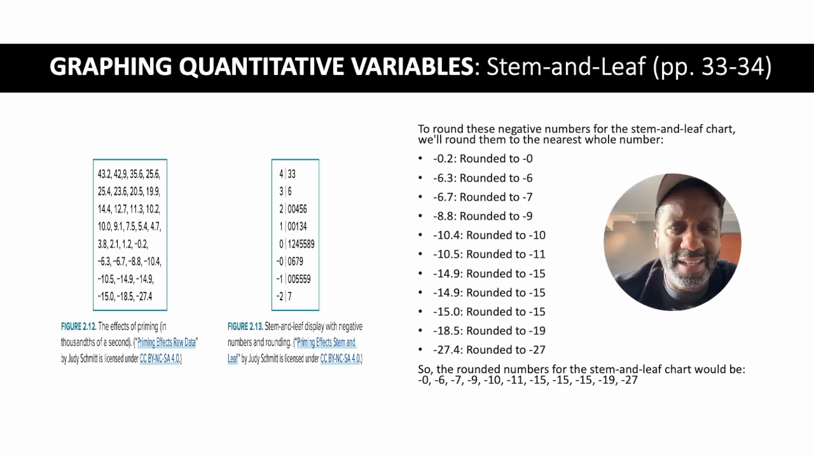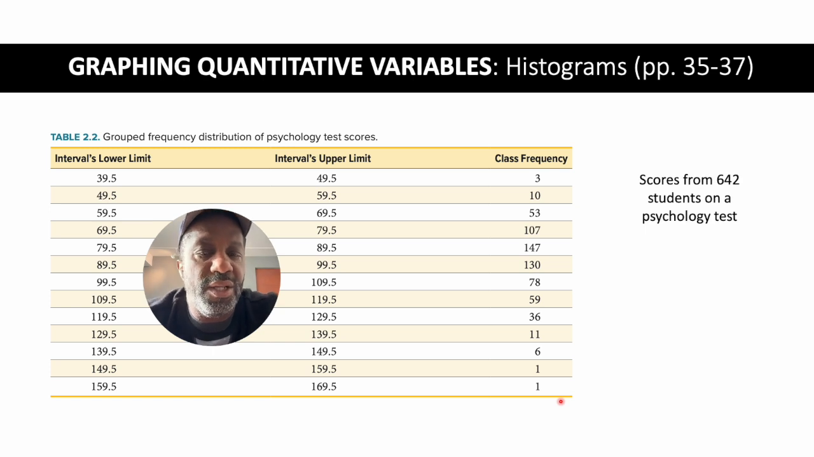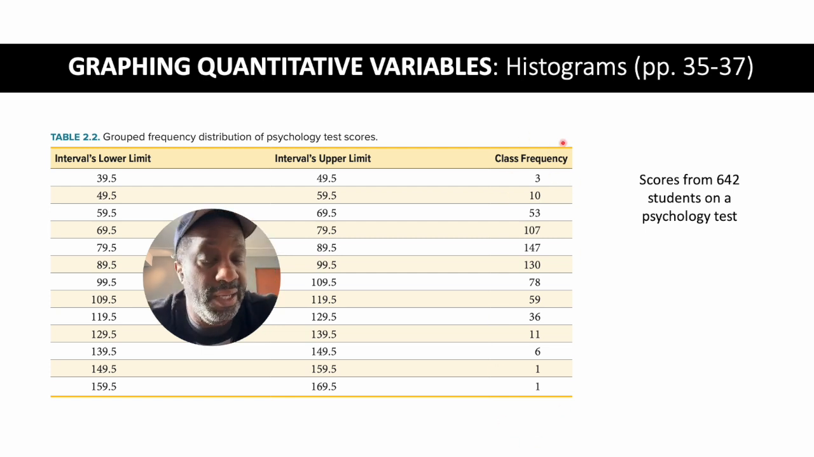Now let's take a look at some other ways that we graph data, namely histograms. Here we're looking at data in this table 2.2. It's a grouped frequency distribution of psychology test scores. What you're seeing here are 3 columns: the interval lower limit, the interval upper limit, and the class frequency. To make this a little more plain, these are scores from 642 students on a psychology test. If you added up all the class frequencies, the sum would be 642.